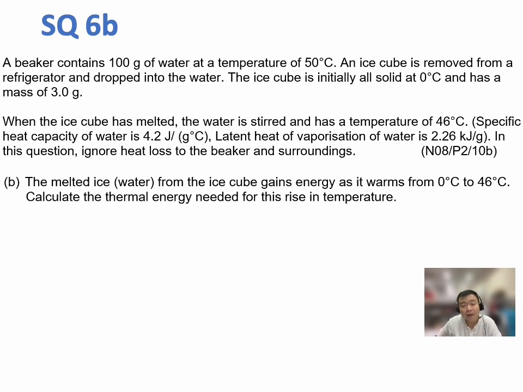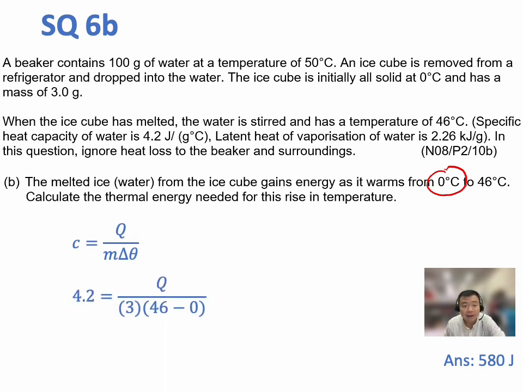Now in part B, we switch our focus to the melted ice. So the melted ice is actually at 0 degrees Celsius after it melts to become water. And it will heat up to 46 degrees Celsius, which is the final temperature of the whole mixture. So you are to calculate the thermal energy needed for it to heat up to 46 degrees Celsius. So again, use the same specific heat capacity equation, plug in the values and get 580 joules of energy.